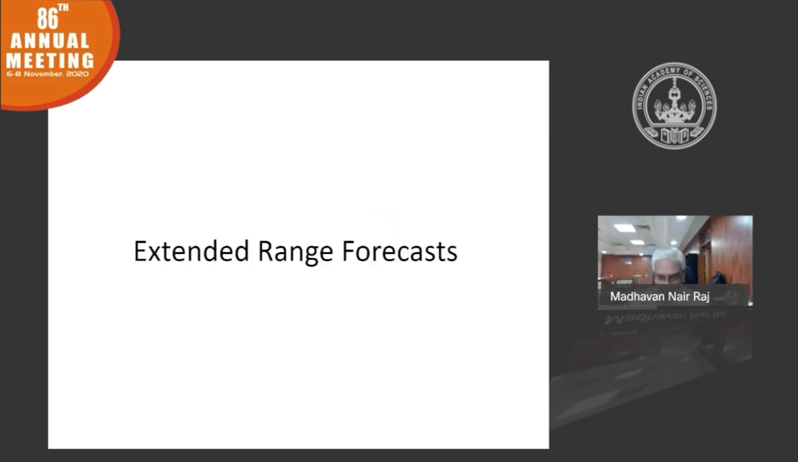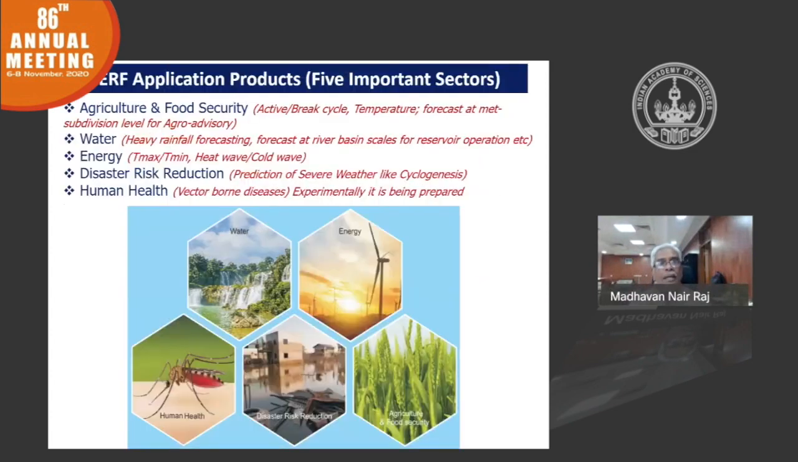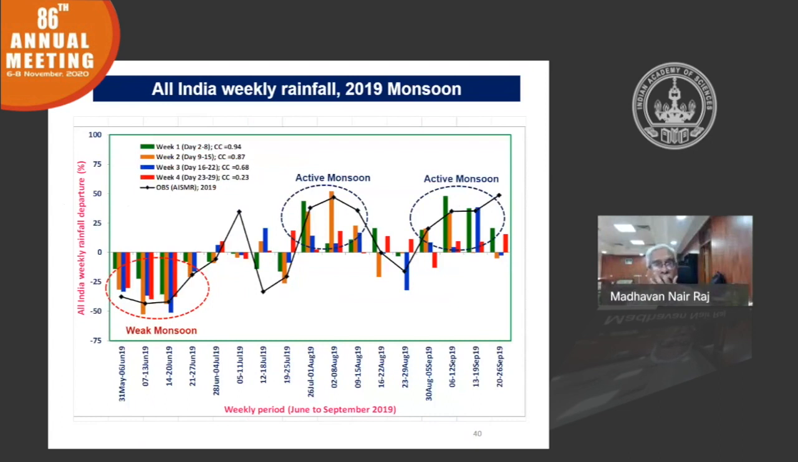Extended range forecast is nothing but forecast for a 15 to 30-day time scale, and there are different aspects, different sectors. We can use it for agriculture, water, energy, disaster, human health. And this is one example of how these forecasts are generated, how the skill is for monsoon rainfall at extended time scale. For example, we have weak monsoon, active monsoon. So the models are pretty good. The extended forecast system is pretty good at least to have a prediction at least 2 weeks before whether it will go from weak monsoon to active monsoon, from active monsoon to weak monsoon. So those transitions are well predicted by the system at least 2 weeks before.